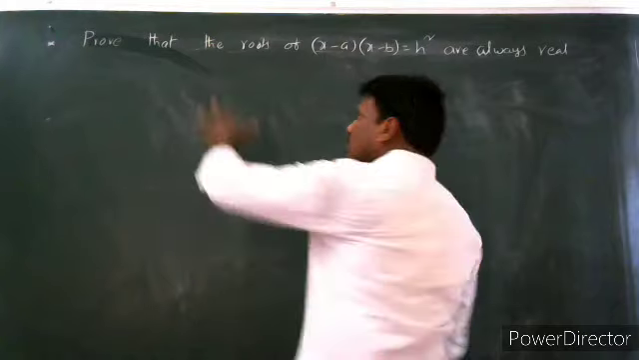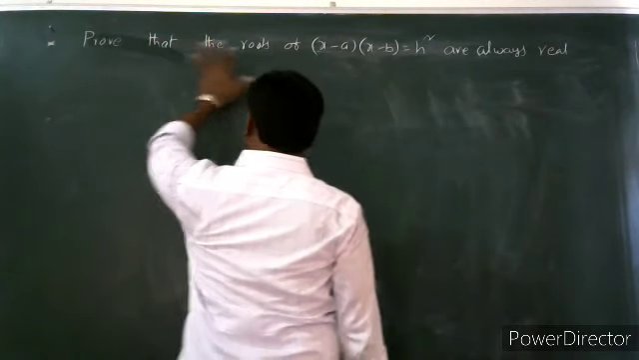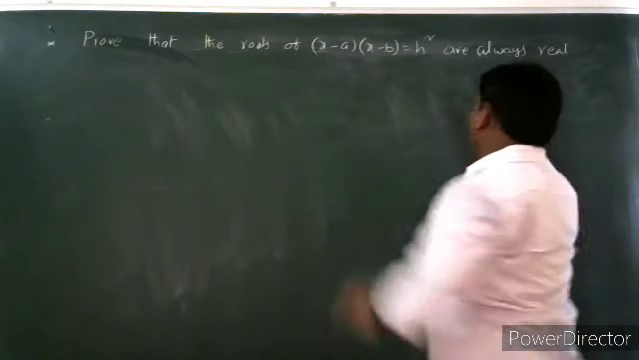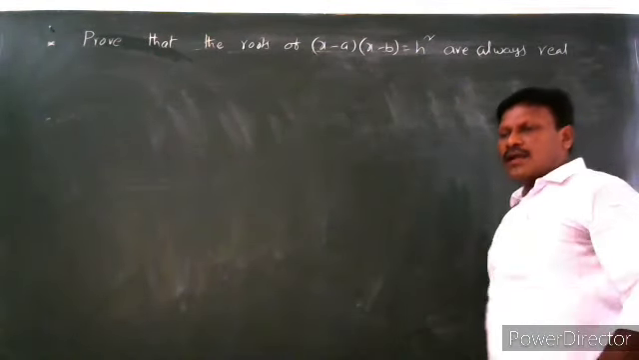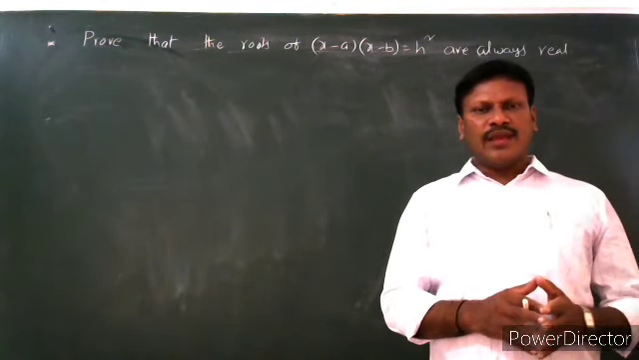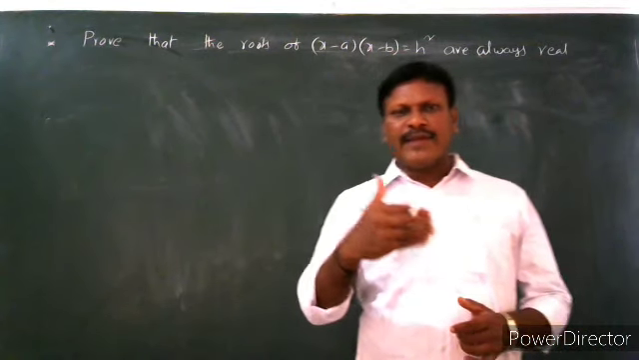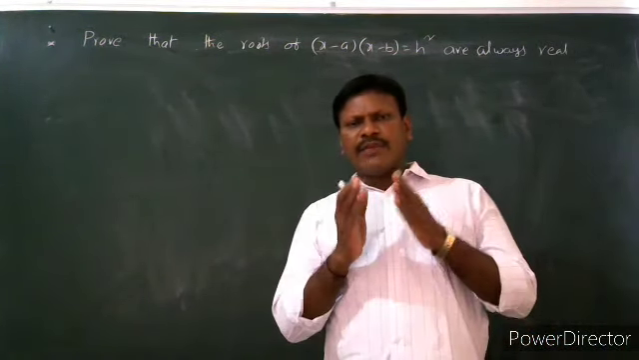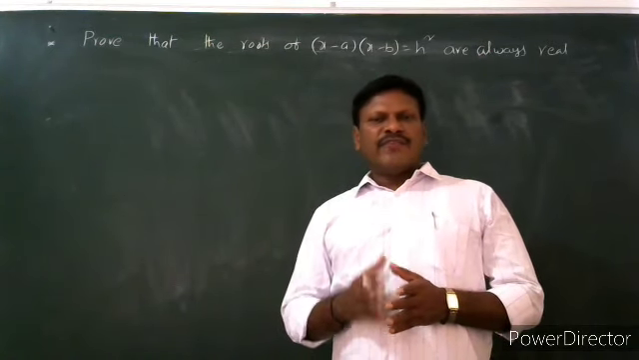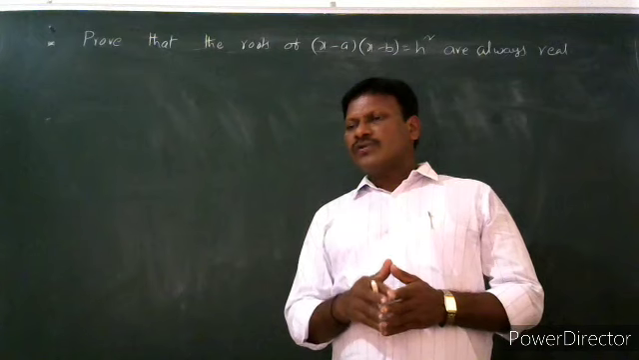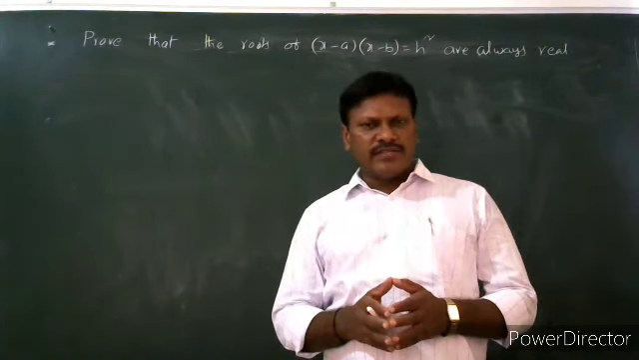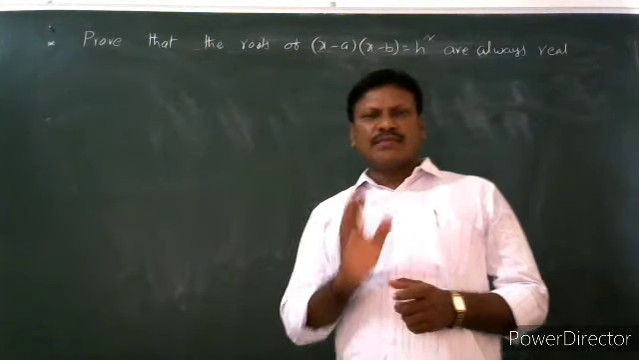Prove that the roots of (x minus a) into (x minus b) is equal to x square are always real. To show the roots of a quadratic equation are real, first we check the discriminant of that equation. If discriminant is equal to 0, roots are real and equal. If discriminant is greater than 0, roots are real and different. If discriminant is less than 0, roots are imaginary. So first you find the discriminant value.